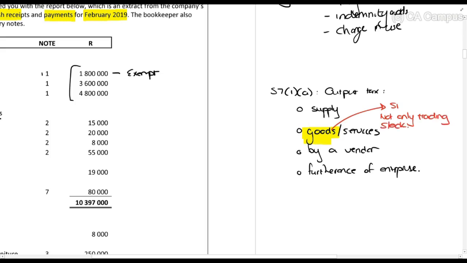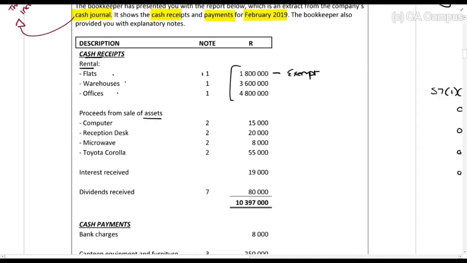But in case you've forgotten, please remember you account for VAT if I sell on my capital assets, what we consider capital, that's an income tax term. It's not VAT. You still have to calculate VAT on that. So you will have output tax on these items. So there's a couple of items, a computer, reception desk, microwave, and a Toyota Corolla.